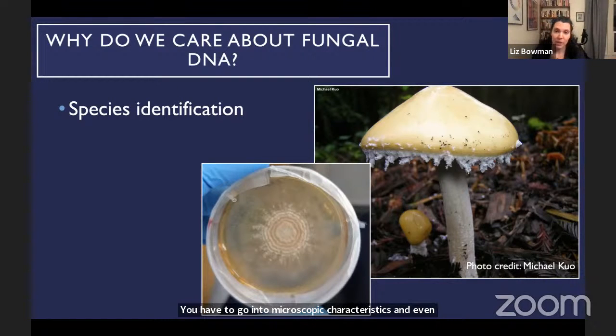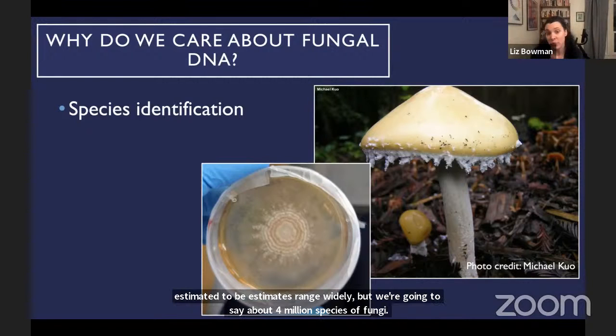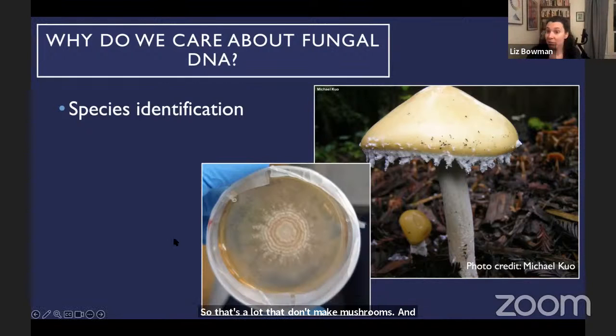You have to go into microscopic characteristics, and even with the help of a microscope, you sometimes can't tell them apart. So only about 1% of fungi make mushrooms. And there's estimated to be, estimates range widely, but we're going to say about 4 million species of fungi. So that's a lot that don't make mushrooms. They just make hyphae, or they are yeast, single-celled fungi.